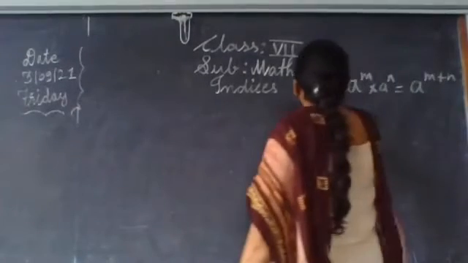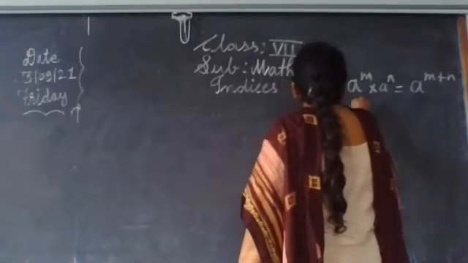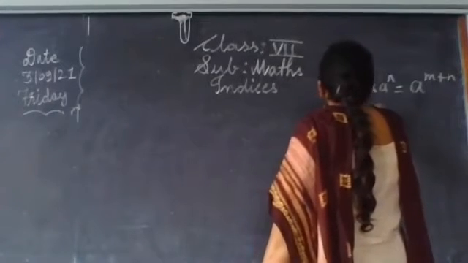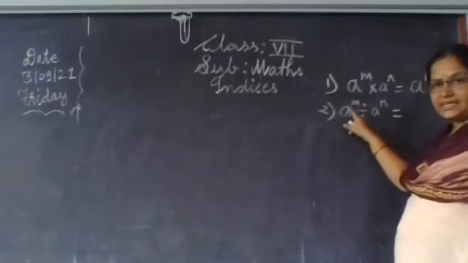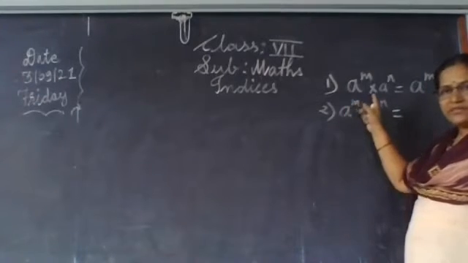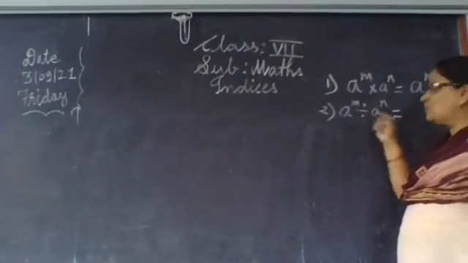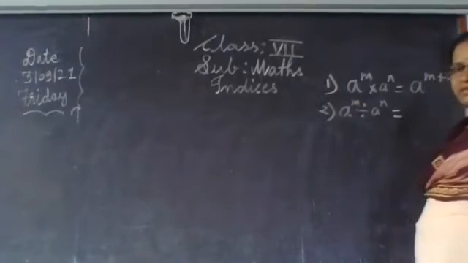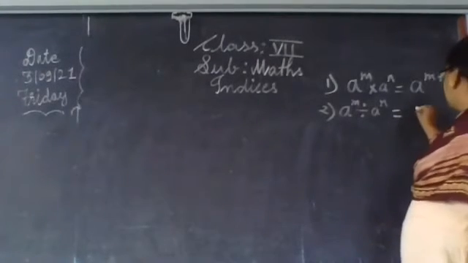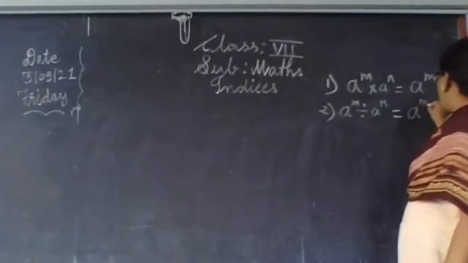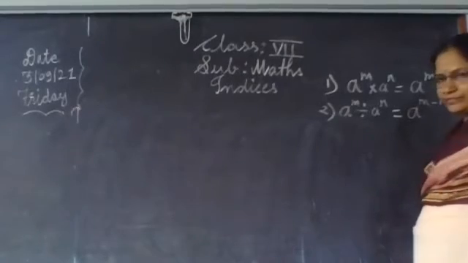And we have also learned the second formula, a raised to power m divided by a raised to power n. Here the bases are the same, the powers are different, and they have to divide. So that time we have to subtract their powers. So it is a raised to power m minus n.